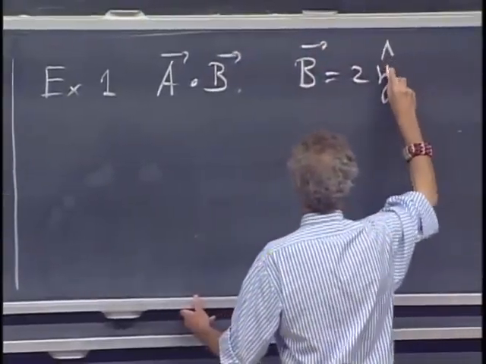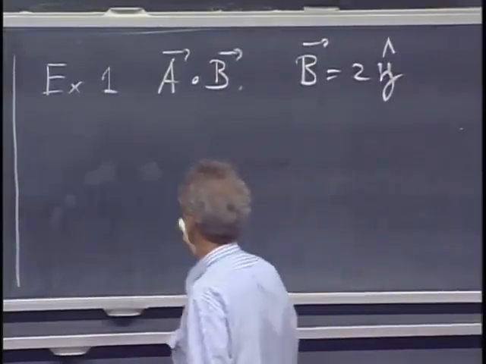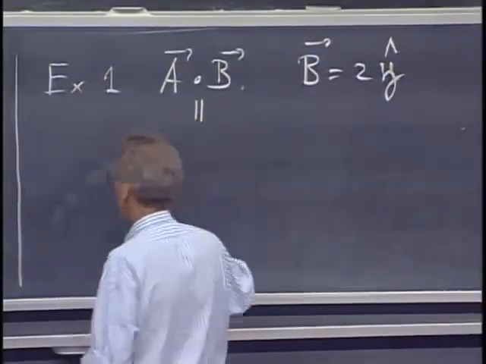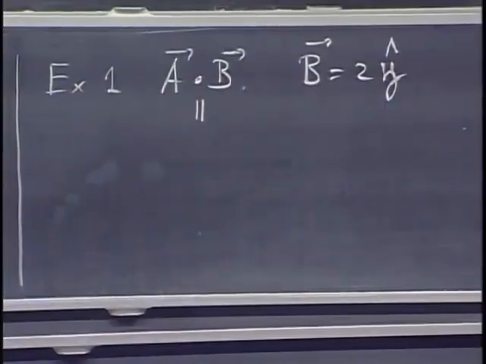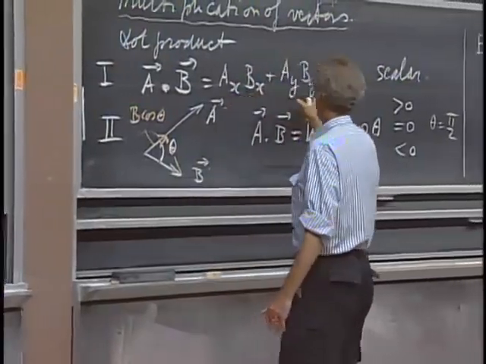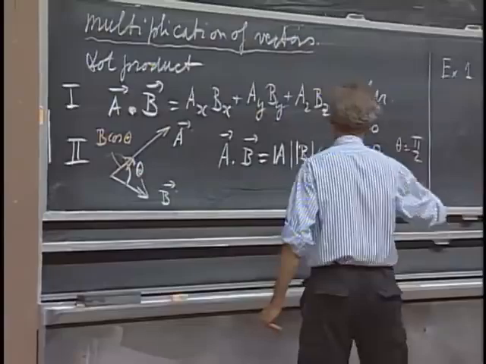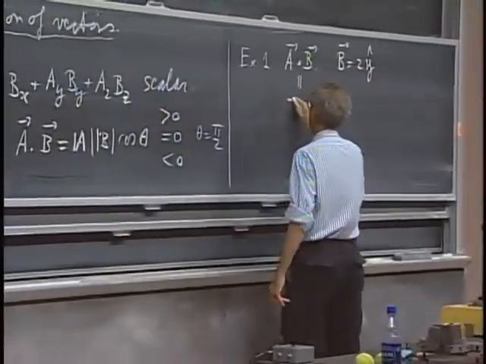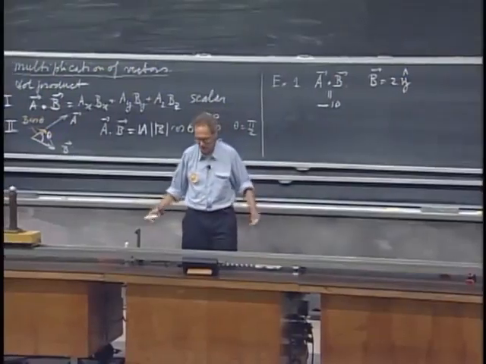2y roof. That's all it is. Well, what is A dot B? A dot B, there's no x component of B, so that term becomes 0. There is only a y component of B. So it is minus 5 times plus 2. So I get minus 10 because there is no z component. Simple as that. So it's minus 10.